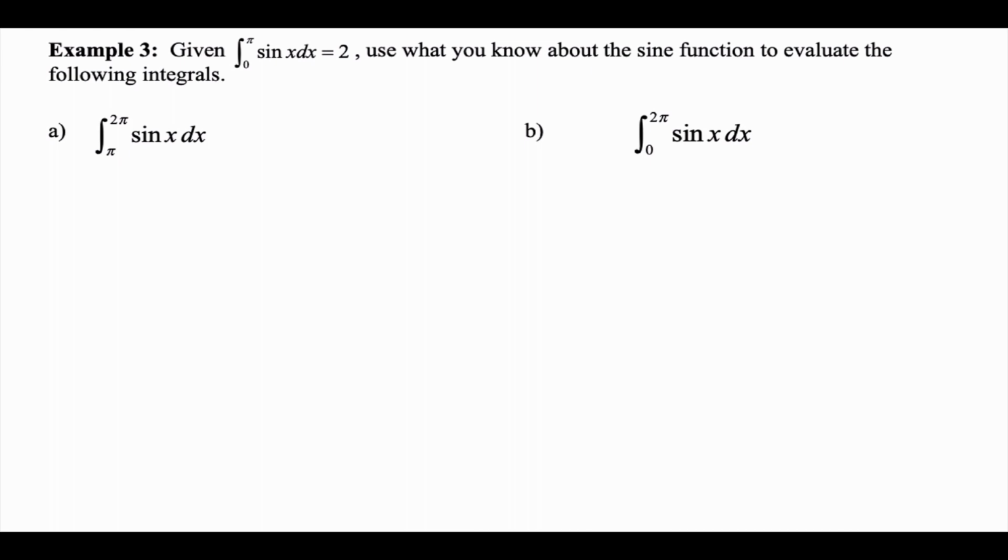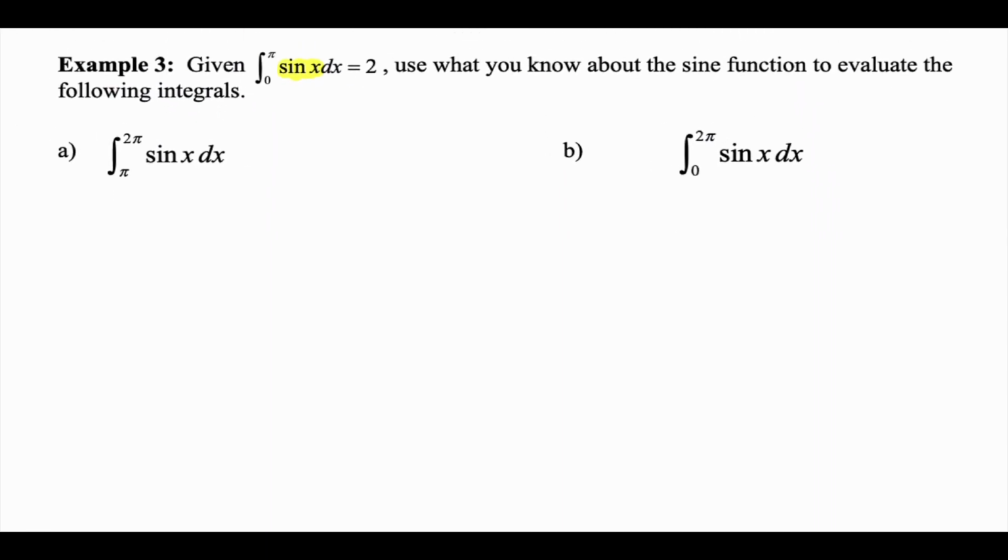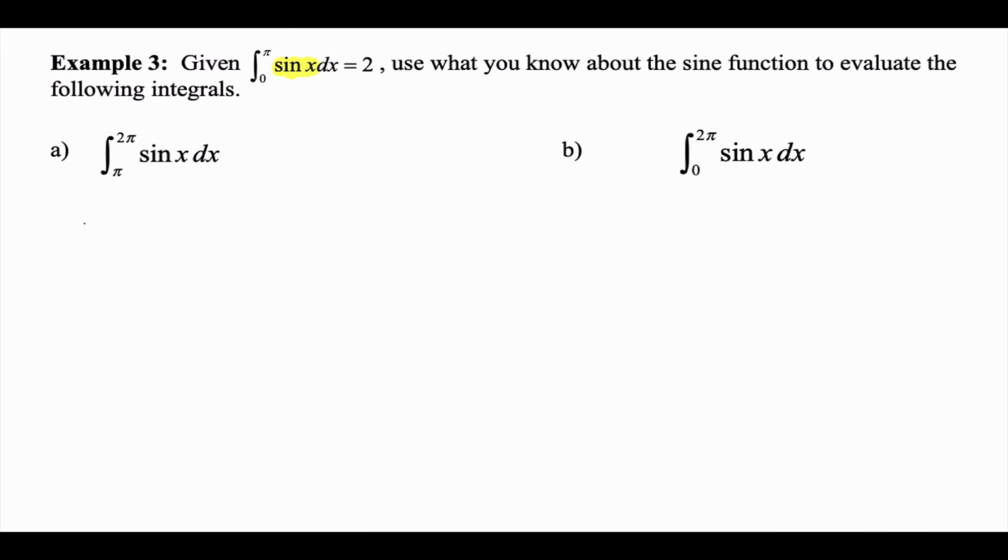So here we go. So given, they give us something. They say, okay, so from 0 to pi, sine of x is the function, right? If I find area under the curve for sine of x from 0 to pi, the answer is going to be 2. Using that, find the area of the rest. Okay, so the first thing I'm going to do is draw a picture of what I know and what I'm trying to find out.